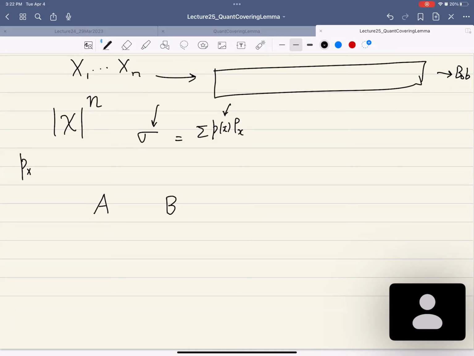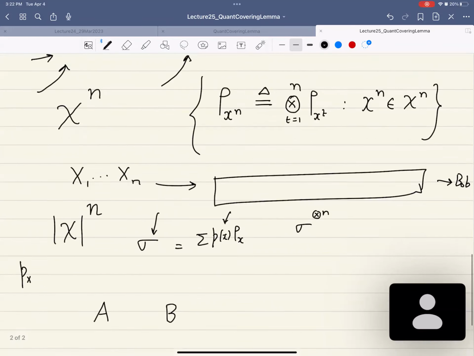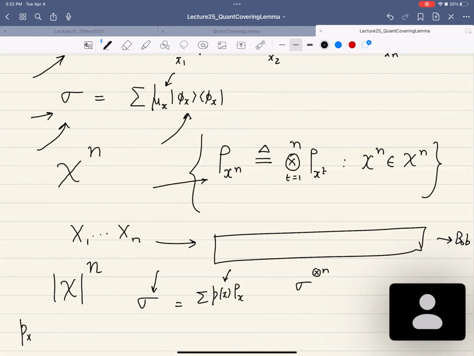And if I have to prepare sigma tensor n this way, I need this big collection of quantum states that Alice can prepare at her end and give it to Bob. Is this okay now?